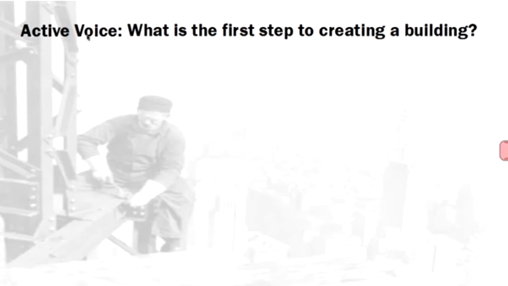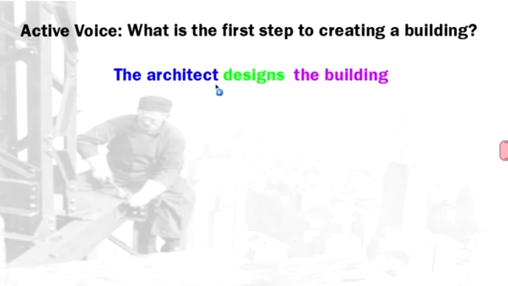So, in the active voice, what is the first step to creating a building? The process of creating a building, what's the first thing that we do? Well, the architect designs the building, right? Now this is the active voice because I use the doer first, because the architect is the person or the thing in the sentence doing the verb, and designs is my verb. So we call the architect the doer.